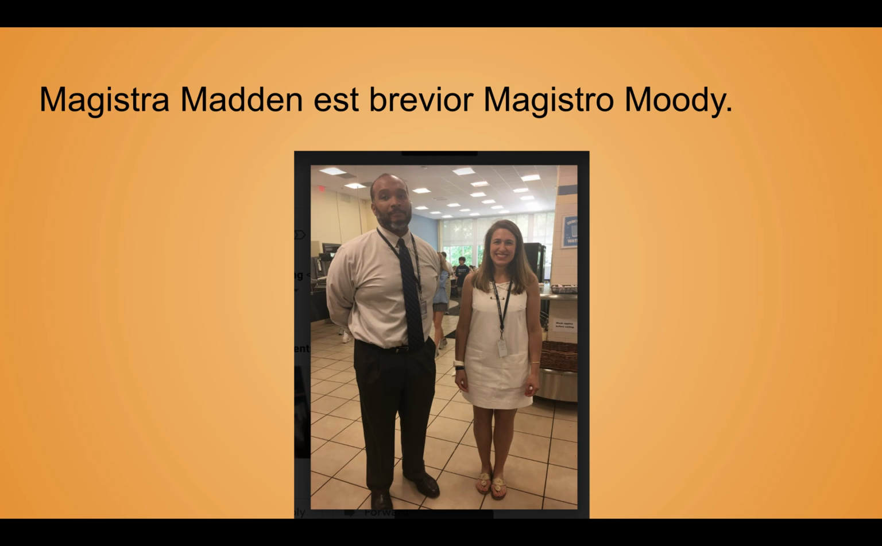Here's the second way you can say that. Magistra Madden is brevior Magistro Moody. Now, when we were doing our comparisons in class, I said them both ways. I used quam plus the same case, and I shortened it by taking the quam out and putting the second thing in the ablative. Either way is correct.